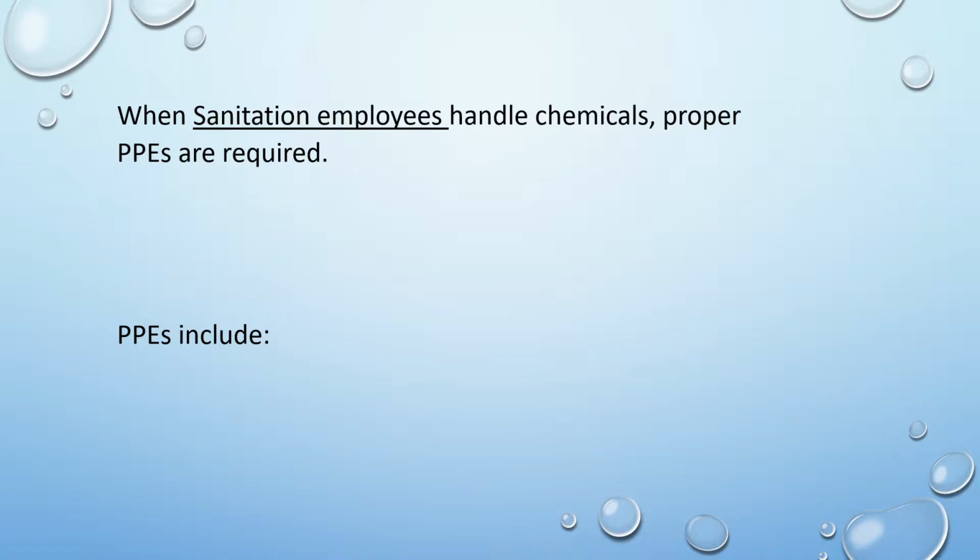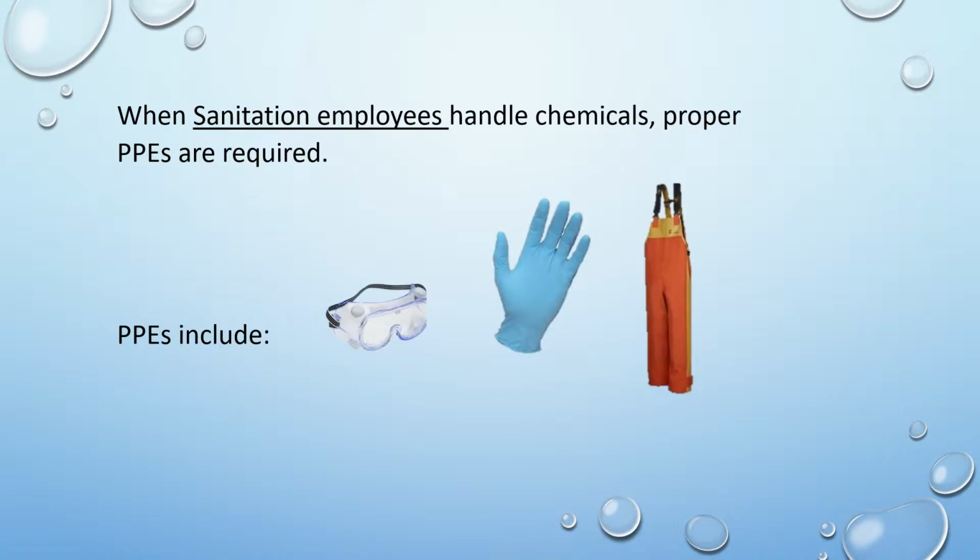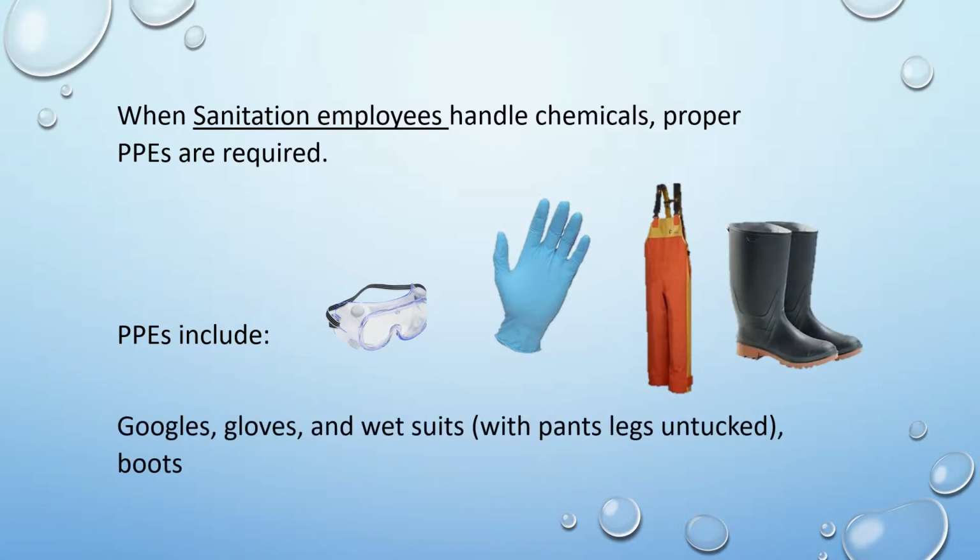PPEs required include goggles, gloves, wetsuits, and boots. The wetsuits must be untucked from the boots. That way, if chemical spills down your leg, it does not go inside of the boot.